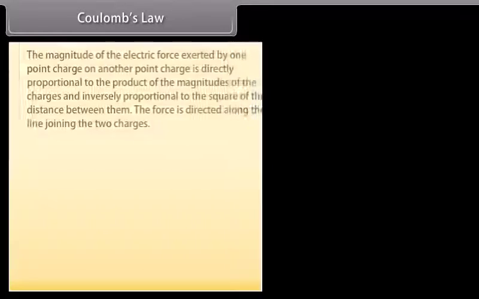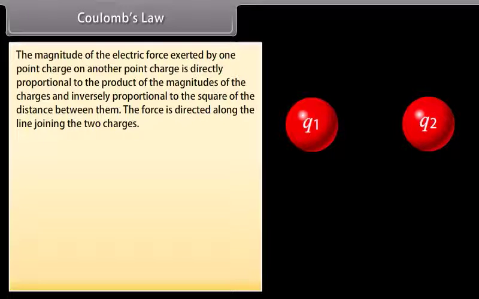Coulomb's Law. The magnitude of the electric force exerted by one point charge on another point charge is directly proportional to the product of the magnitudes of the charges and inversely proportional to the square of the distance between them. The force is directed along the line joining the two charges.